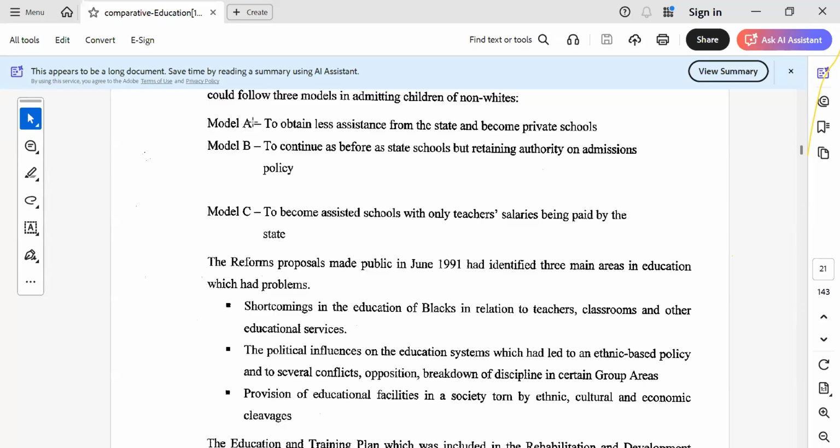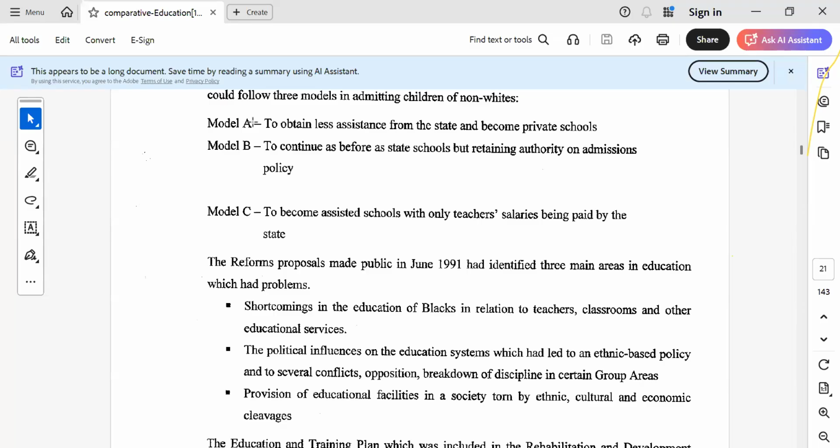Right. So, 3 models in admitting children of non-whites, right? So, whites and non-whites. Under non-whites, Asian, blacks, and other ethnicities are included. But there are 3 models. A, to obtain less assistance from the state and become private schools. Private school means they have to pay fees, right?